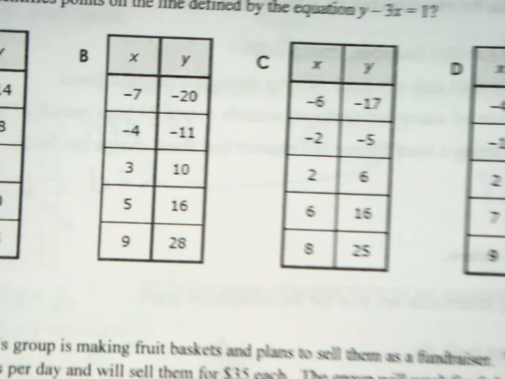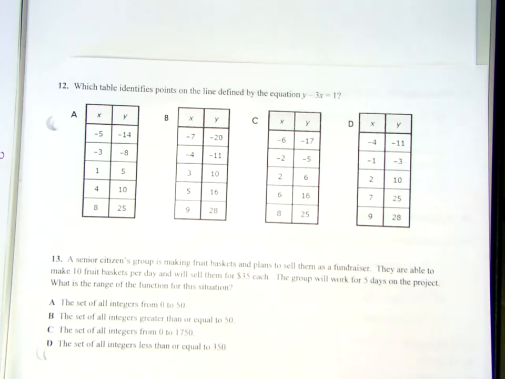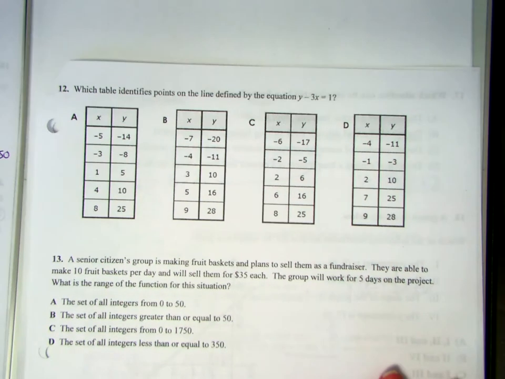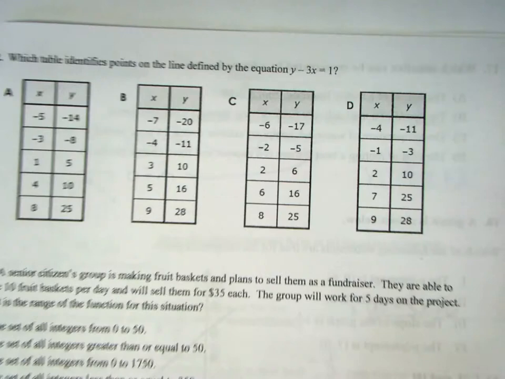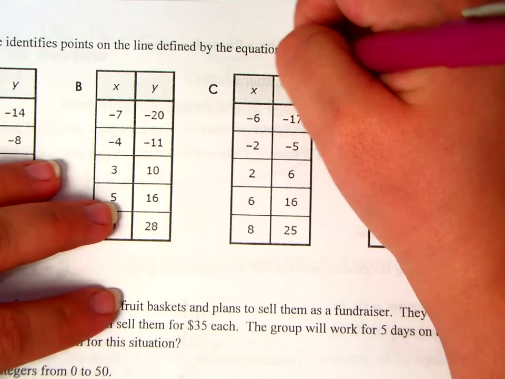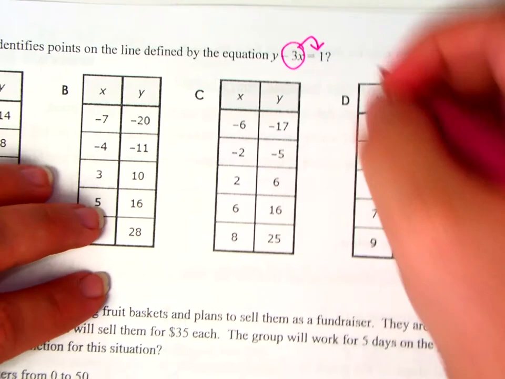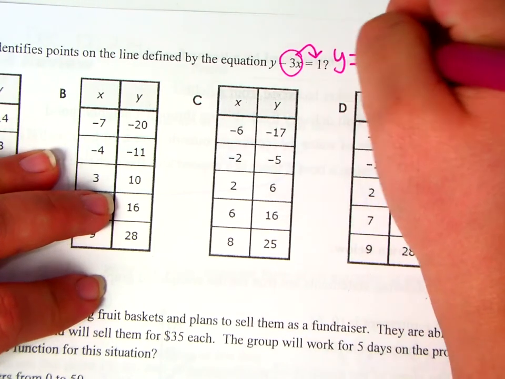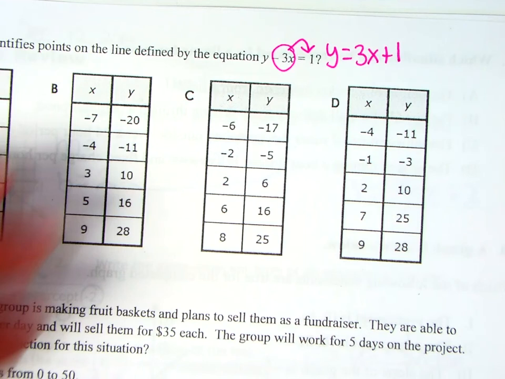So, best way to do this problem here, number 12. One, make sure y is by itself. Y is not by itself for number 12. You have that minus 3x. So what I'm going to do, I'm going to circle it, I'm going to move it over, basically adding 3x on both sides. When I do that, my new equation is y equals 3x plus 1.